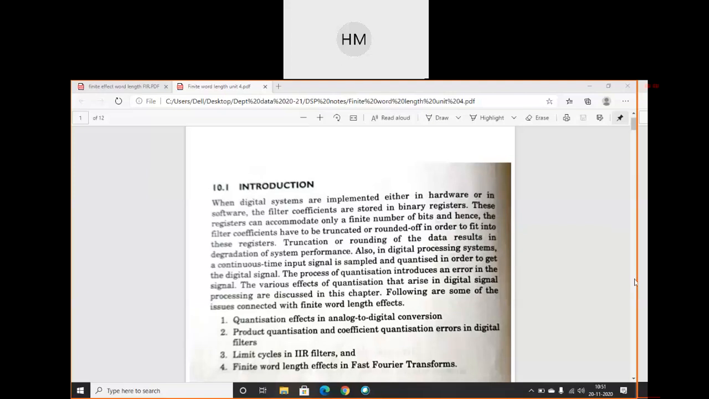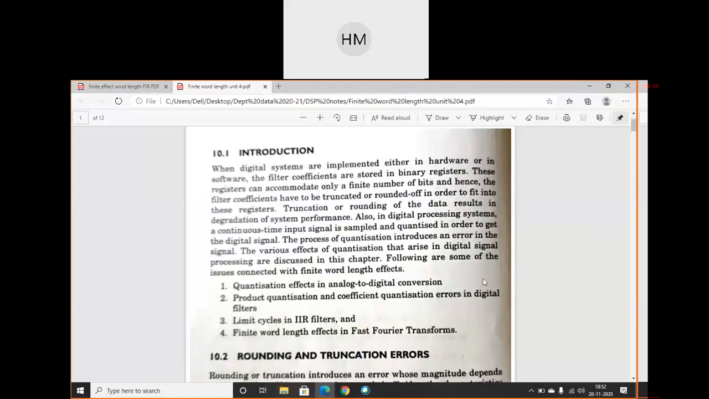Rounding off and truncation are very important to save the data in the registers. To convert analog to digital, we need a few steps; you have studied these steps in communication also. To improve the performance of hardware devices and to store the filter coefficients efficiently, we will use this finite effect of word length concept and we will apply quantization effects to the data.